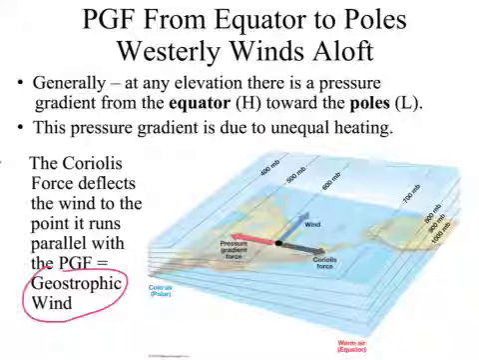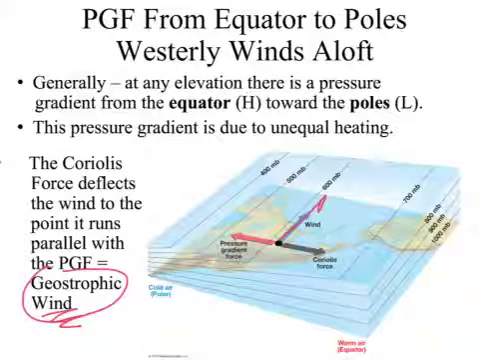called geostrophic winds. And I'm going to describe why they occur, but what I want you to know is that geostrophic winds are an upper level wind that basically come from the west and go to the east.